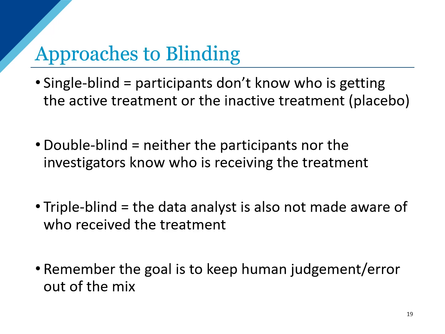Studies can be single-blinded, in which only the participants don't know who is getting a treatment or inactive treatment. Double-blinded, in which neither the participants nor the investigators know who is receiving the treatment, and triple-blinded, in which the data analyst is also unaware of who is in the treatment group. The goal of blinding is to keep human judgment or error out of the study to maximize internal validity.